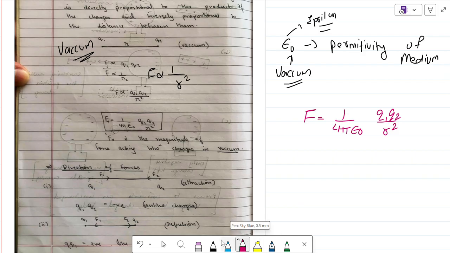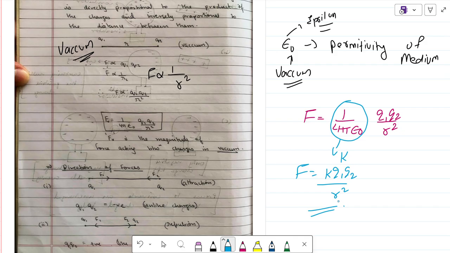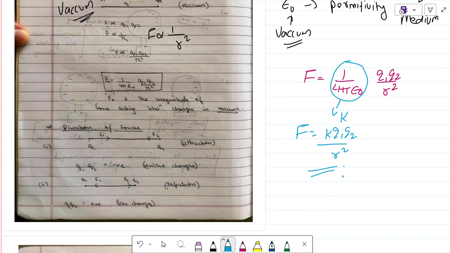This 1 upon 4 pi epsilon naught is also sometimes taken as a constant, which is k. So you can also write F equals k Q1 Q2 by r square. This formula gives us the magnitude. Force is a vector quantity. So for direction, we can just remember two concepts from the properties of the charges: like charges will repel each other and unlike charges will attract each other. This is shown in both the diagrams 1 and 2.